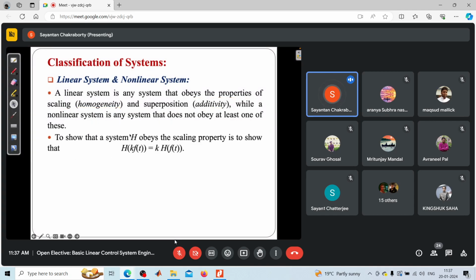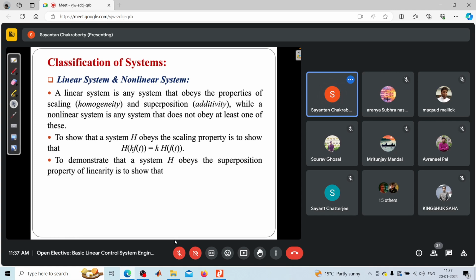So let us take an example of a system H. Say it obeys the scaling property. Then what does that mean? That means given an input f(t), if the output is H(f(t)), then given an input k f(t), the output will be k H(f(t)). That is the scaling property. If the input is multiplied by k, the output will also get multiplied by k.